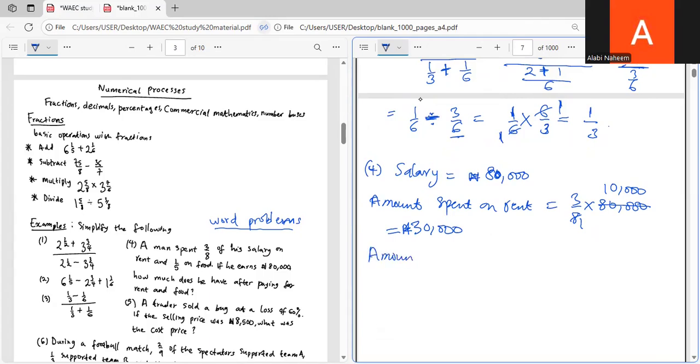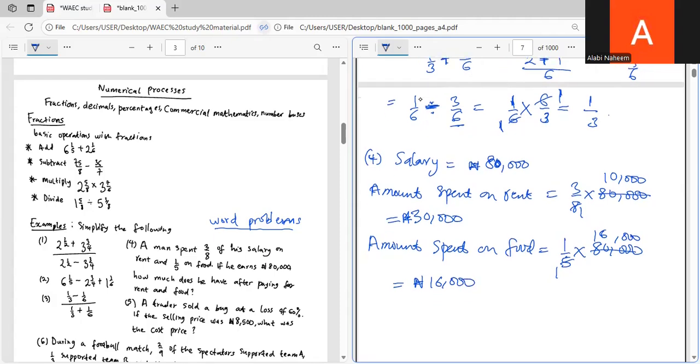And 1 over 5 on food. Also, amount spent on food equals 1 over 5 of his salary. That is 1 over 5 of 80,000. So 5 in 80,000, that's 16,000. 1 times 16,000, 16,000 on food.